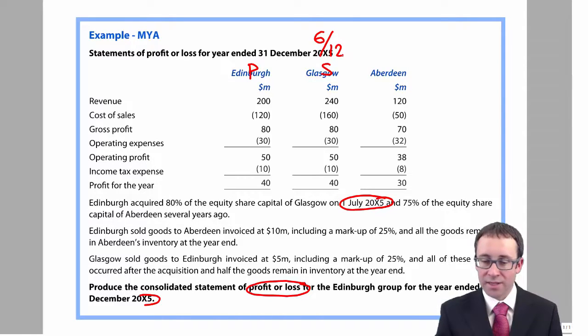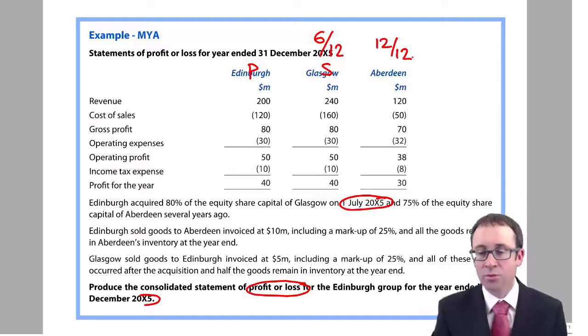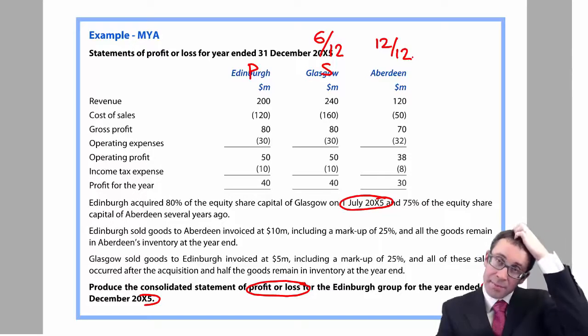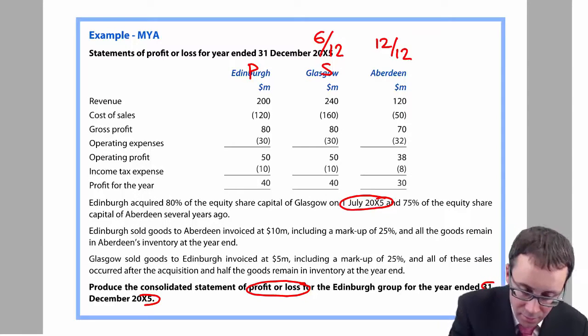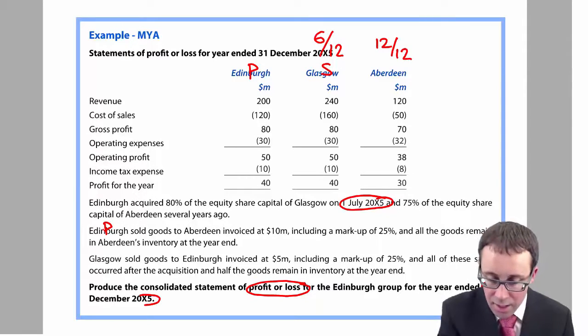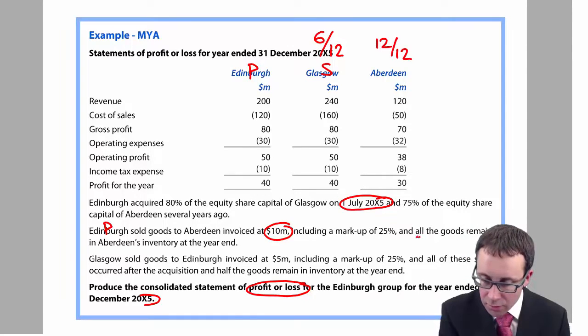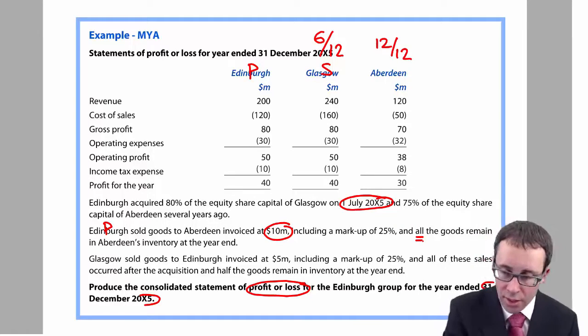And we also own 75% of the share capital of Aberdeen, acquired several years ago. So we're not going to make any adjustments to Aberdeen's figures. It's there as 12/12, isn't it? So Glasgow's gets prorated, Aberdeen's doesn't. It says Edinburgh sold goods to Aberdeen, so that's the parent selling the goods, invoiced at 10 million, so that's some intra-company sales that will need to be removed. And it says there's a markup of 25% and all of the goods remain in inventory, so we'll need to adjust for the full amount of profit on those goods.